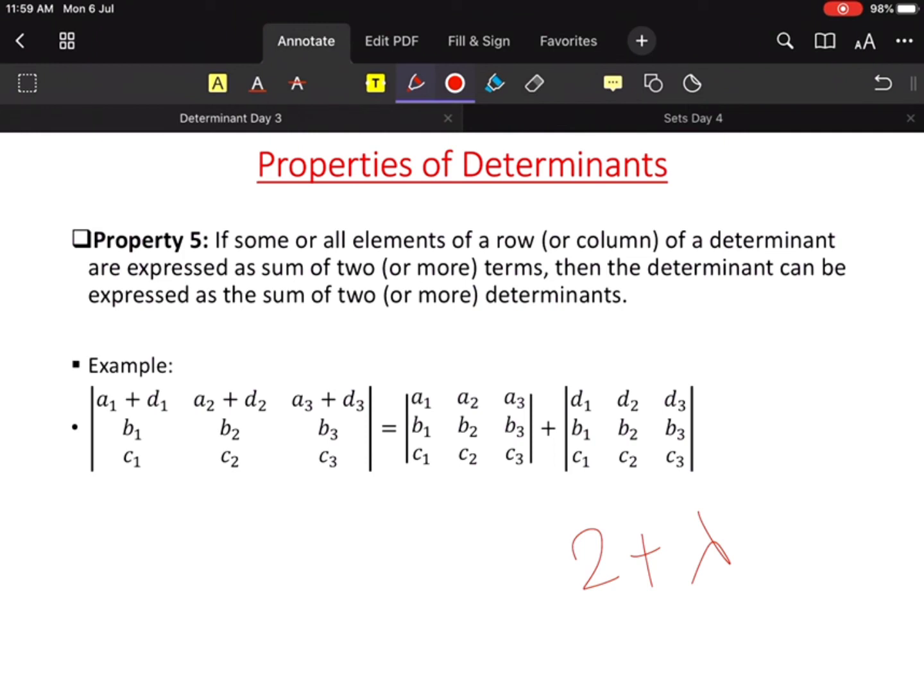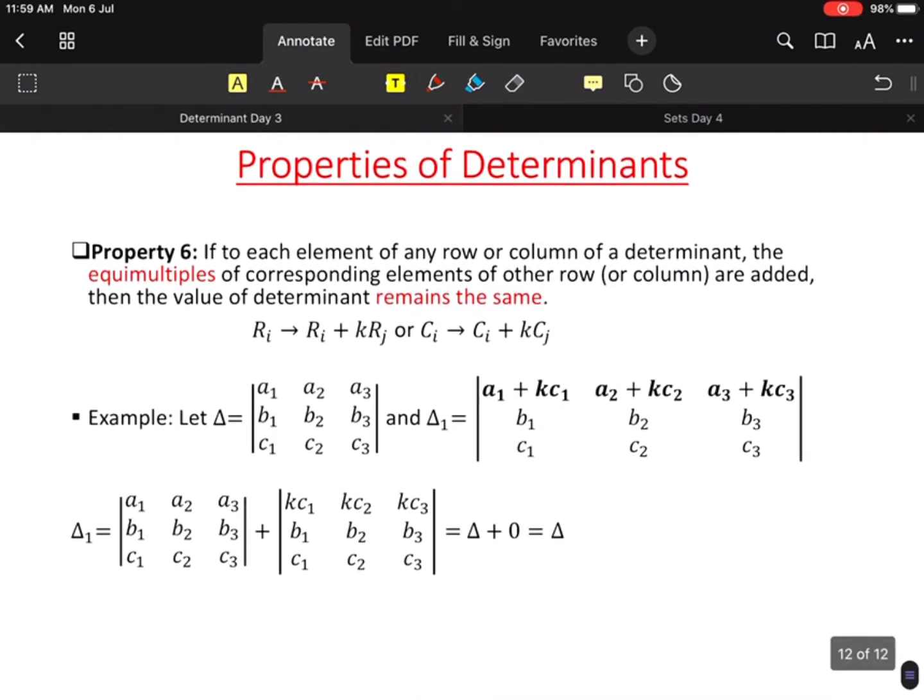Understood? So read it again. If some or all elements of a row of a determinant are expressed as sum of 2 or more terms, then the determinant can be expressed as sum of 2 or more determinants. I've written 2 terms. We can write 2 or 3 terms like that. Understood? So that's property number 5.